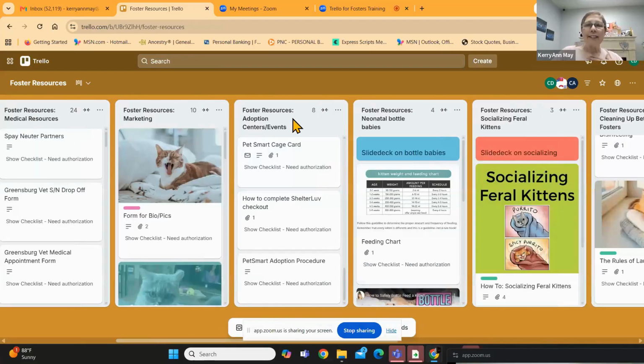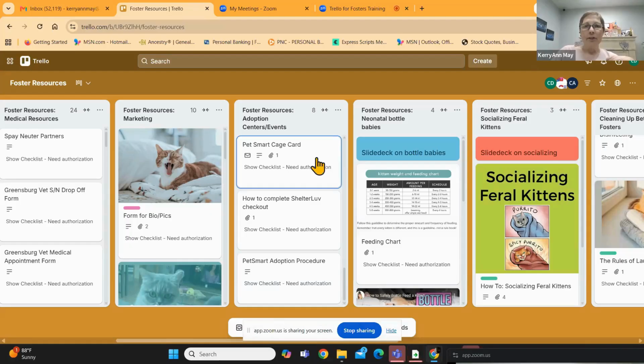Okay, so adoption centers and events. We'll skip the PetSmart cage card because, again, you can print that directly from Shelter Love now. And we'll do a separate video or a Loom probably on how to do that. We'll attach it to that card as soon as it's done. That's actually a recent development as of June 2026.